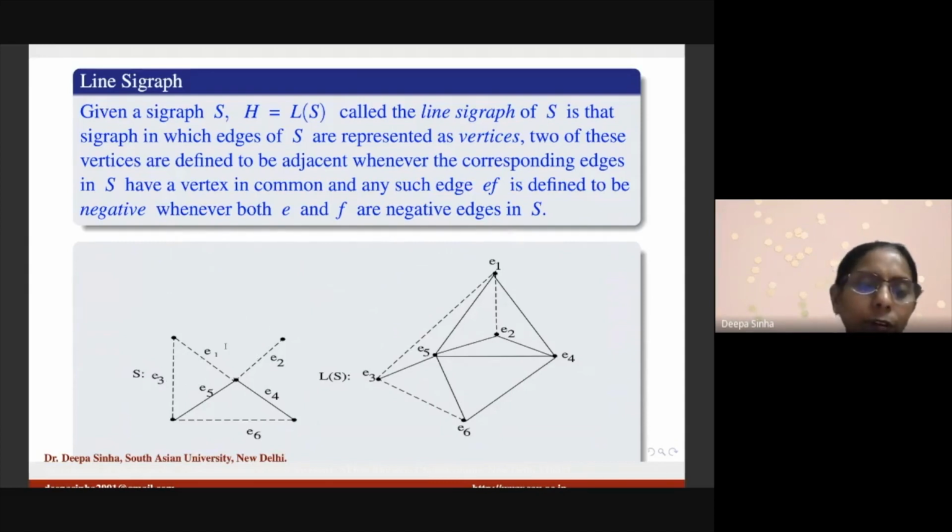So E1 can be joined to E2, E1 can be joined to E3, E1 can be joined to E5, E1 can be joined to E4, E4 can be joined to E6, E4 can be joined to E2, E4 can be joined to E5. This way it will develop into this kind of graph, and this is called the line sign graph of S.